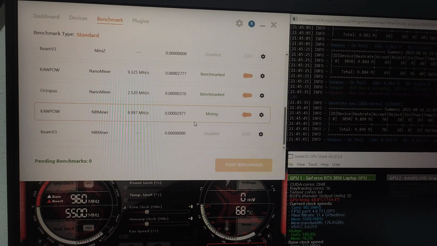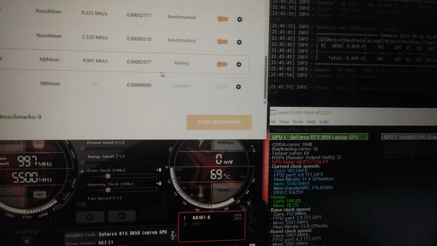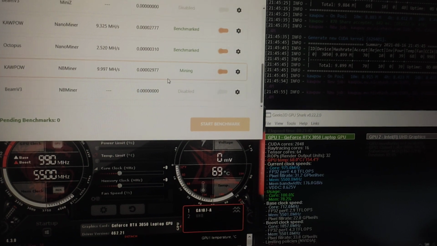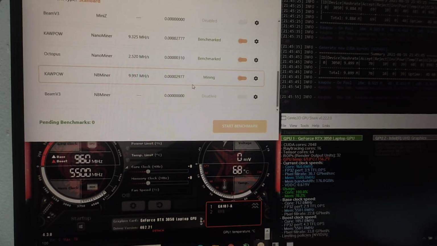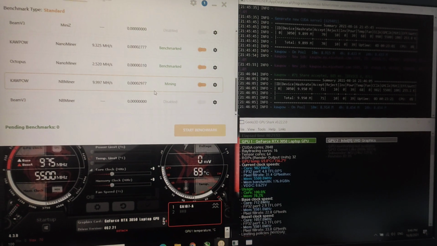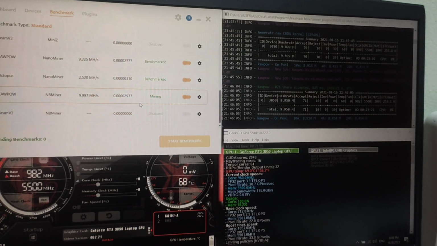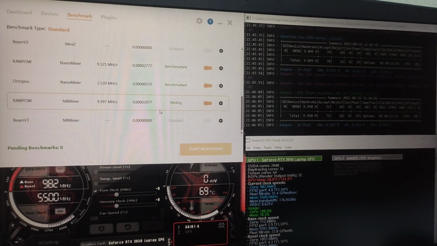The maximum temperature you can expect is going to 70 degrees. My ambient room temperature is around 23 degrees Celsius. So it's a bit hot over here, but it's okay. I'm just testing it. I'm not going to let my new laptop do all the hard work here.